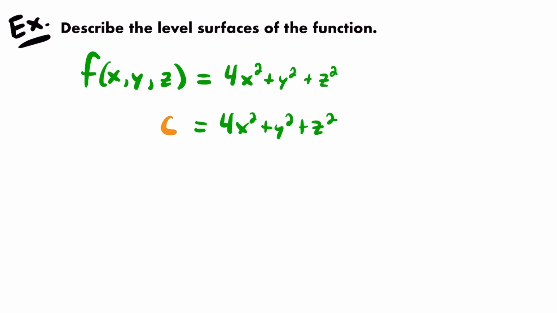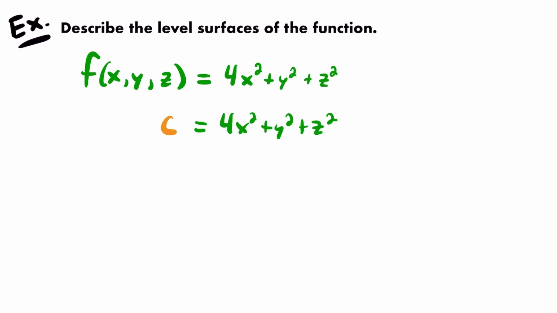And this type of equation should look pretty familiar. Each of the variables x, y, and z are being squared. They're all positive, and there is a constant term. And so this right here, we would recognize to be one of our quadric surfaces, specifically an ellipsoid. No matter what constant c you plug in here, this will be the equation of an ellipsoid.